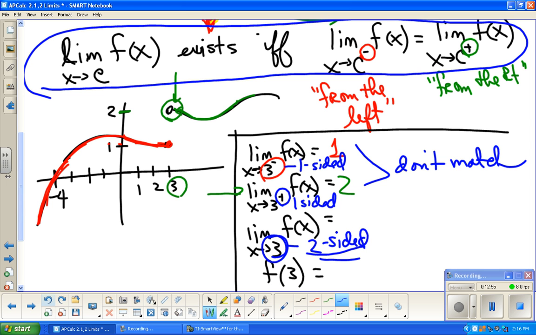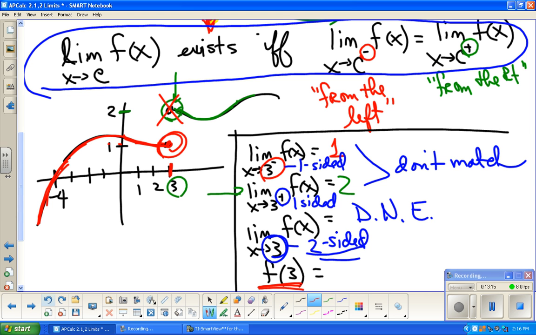Okay, so what's the limit? Does not exist. Okay, one last question. This last question says, what actually is the y value when x is 3? Well, go to 3, and which one's filled in? That one, not that one.